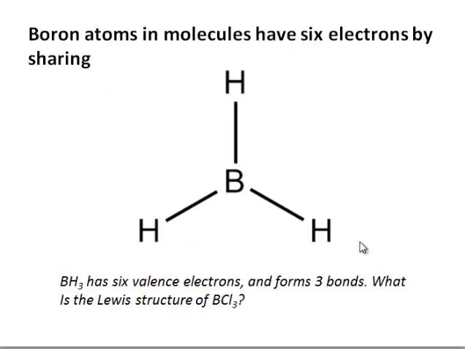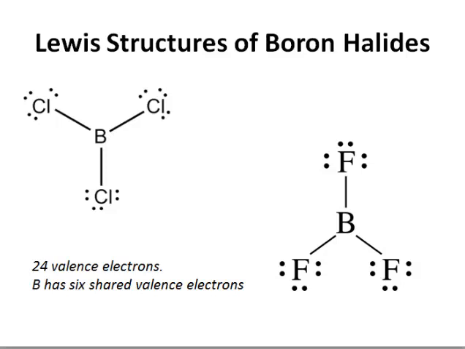Alright, now again, assuming the same behavior on the part of the boron atom, draw a Lewis structure of BCl3 before moving on. I include 2 boron halides in this picture to show you again that they are very similar. There are 24 valence electrons total, 7 from each chlorine, or fluorine in this picture down here, 3 from the boron.